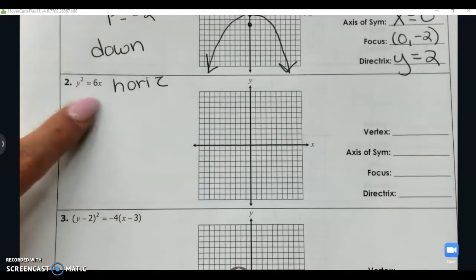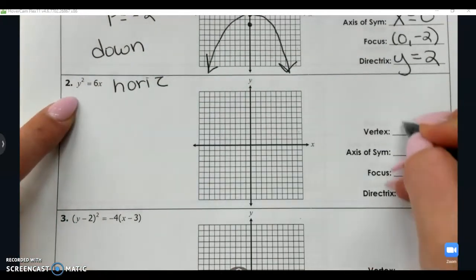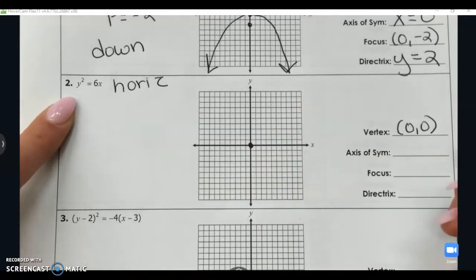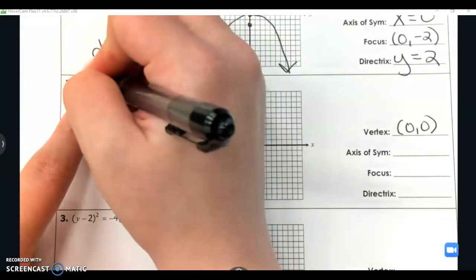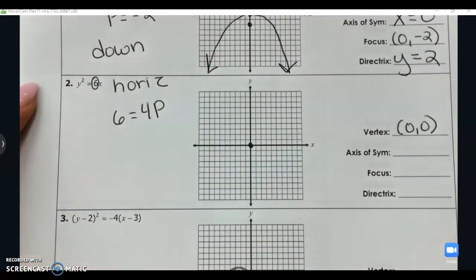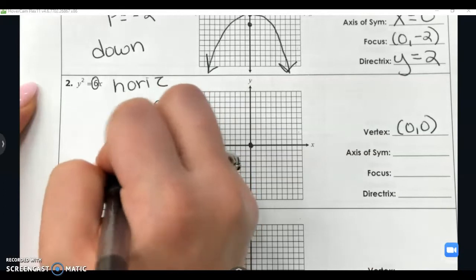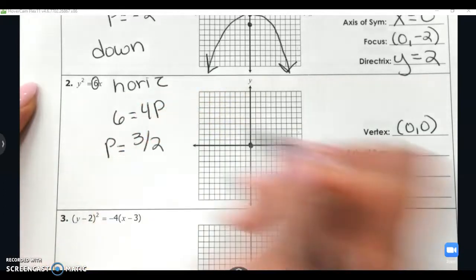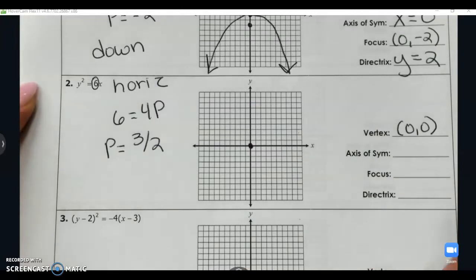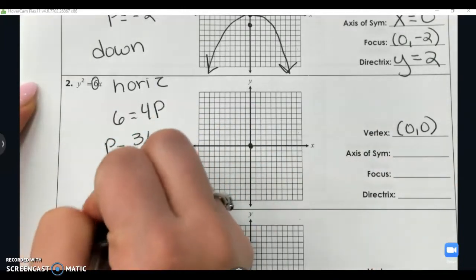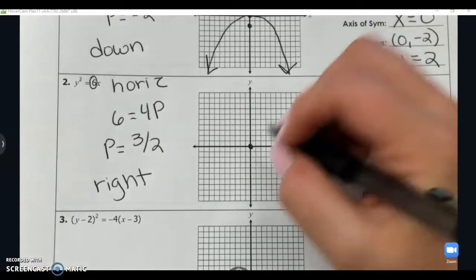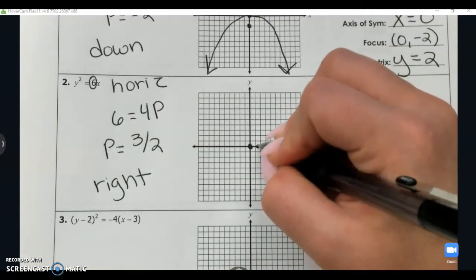Again, I don't have anything being added or subtracted on my x or my y, so that tells me that my vertex is 0, 0. Now, I want to find p. This 6 value is equal to 4 times p. So if I divide by 4 on both sides, that means that p is 3/2, which is a positive number. And because it's a horizontal parabola, that means that this is going to be opening to the right. So my focus is going to be 1.5 units to the right.